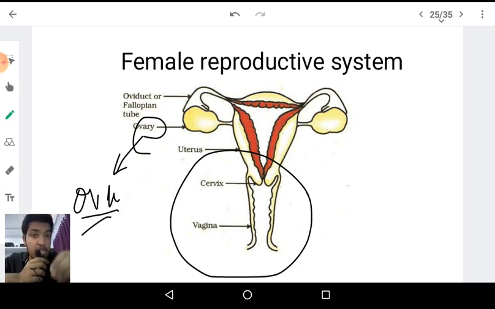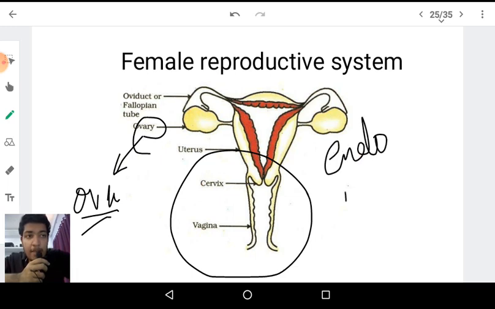Uterus is also known as womb. It is a pear-shaped organ in which the child is protected for 9 months, that is during the gestation period. It consists of 3 layers. The innermost layer is known as endometrium, next layer is known as myometrium, and the outer layer is known as perimetrium. So endometrium, myometrium, and perimetrium.